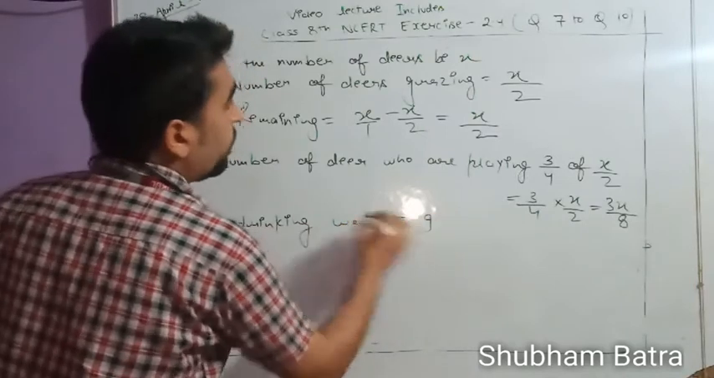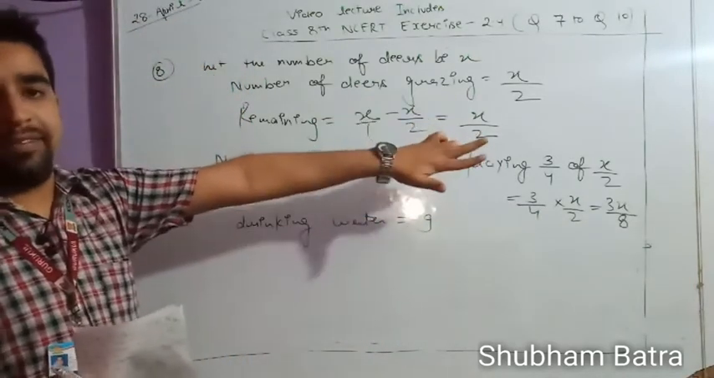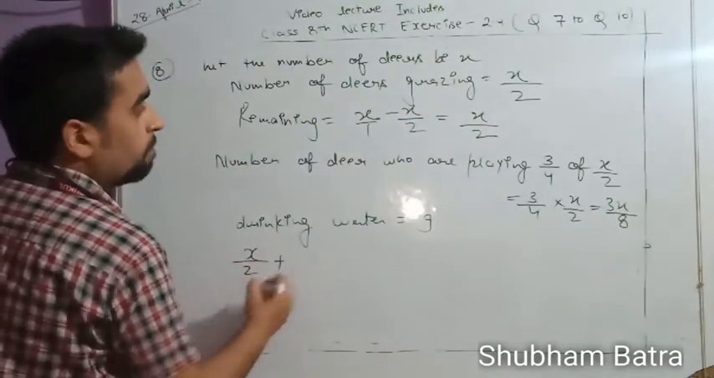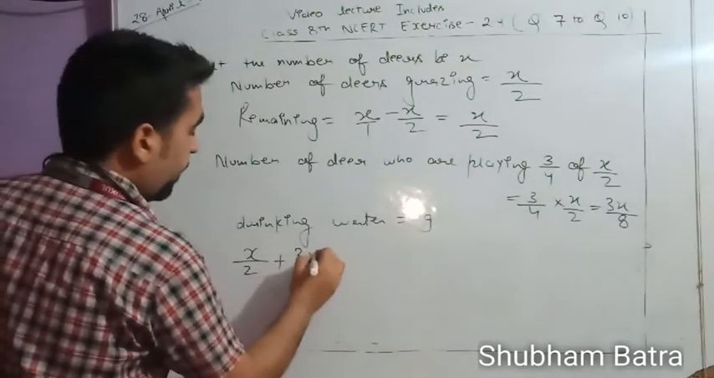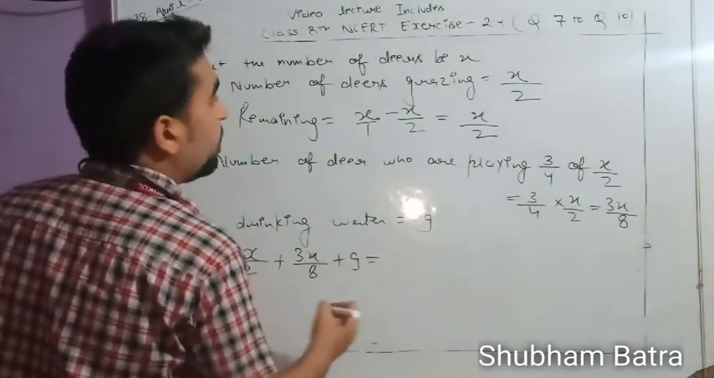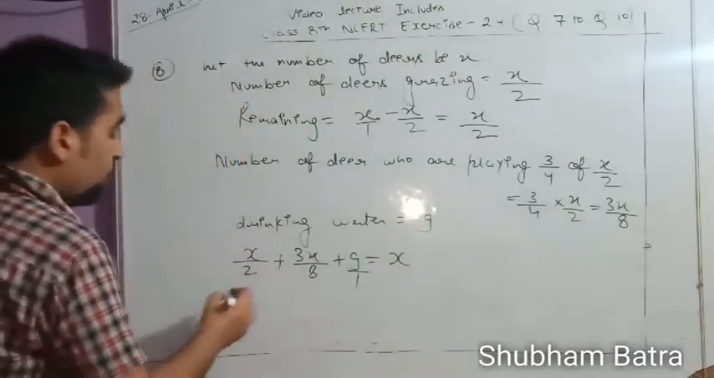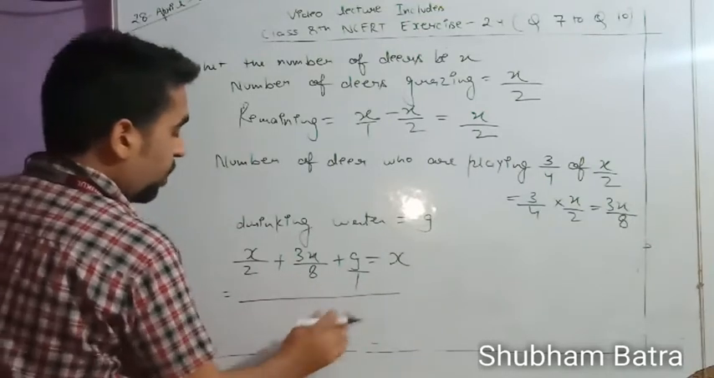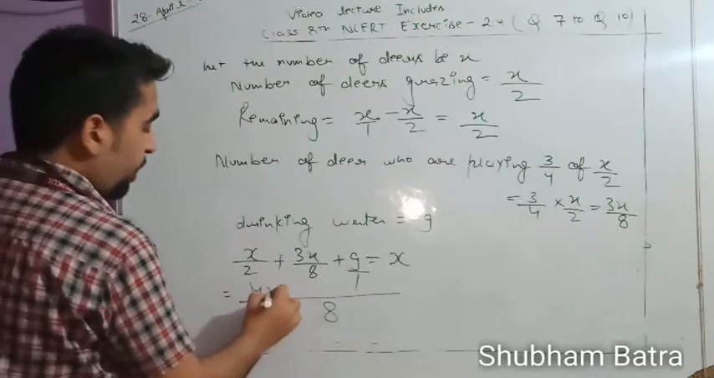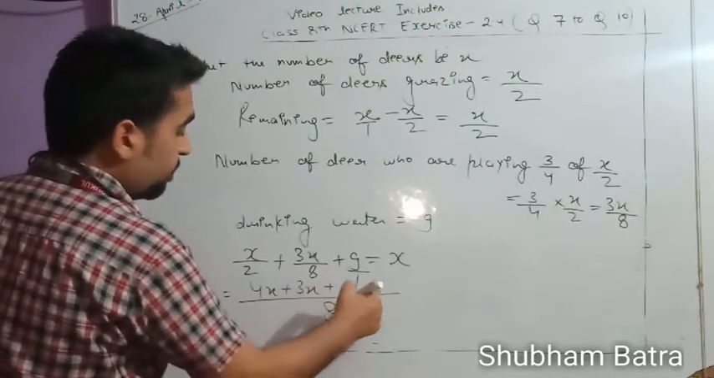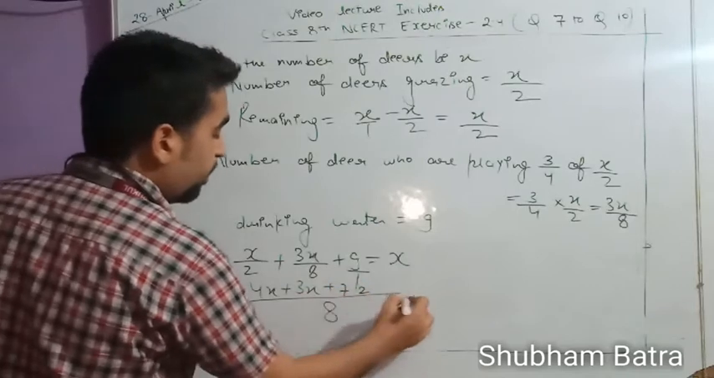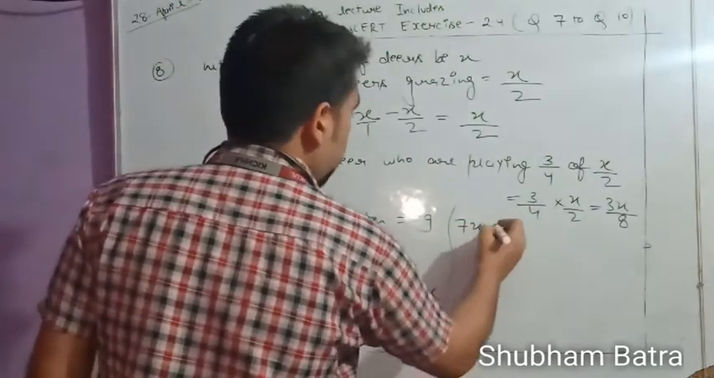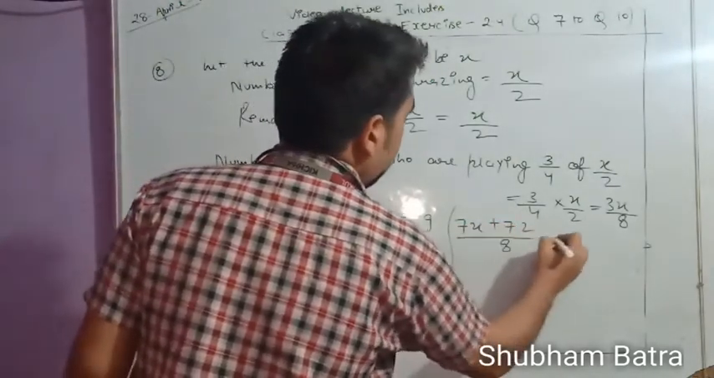Now students, if deer are doing any activity, the sum of all will be the total. So x upon 2 plus 3x upon 8 plus 9 will be equal to x. Now solve this equation. Take the LCM of 2 and 8, which is 8. 2 fours are 8, so 4x plus 3x plus 8 nines are 72, divided by 8, is equal to x. So 4x plus 3x is 7x plus 72 divided by 8 is equal to x.